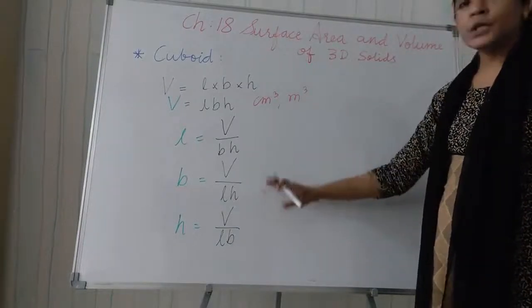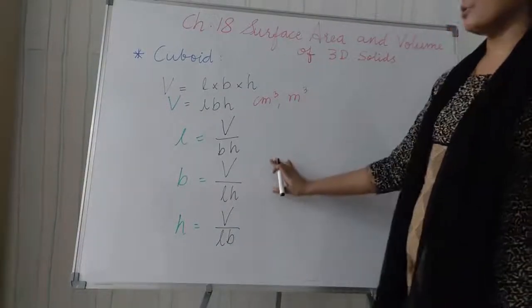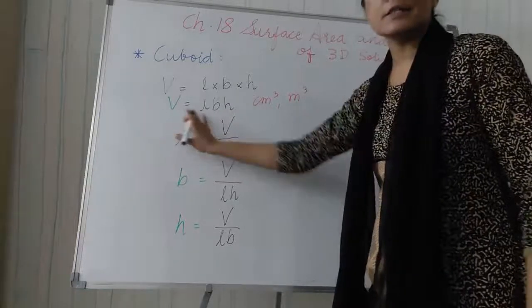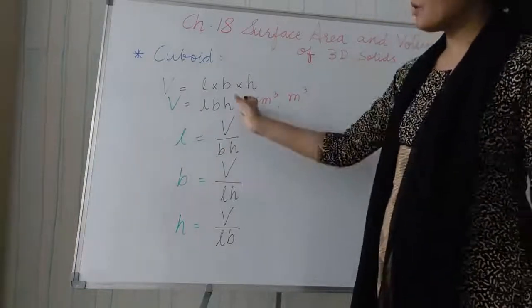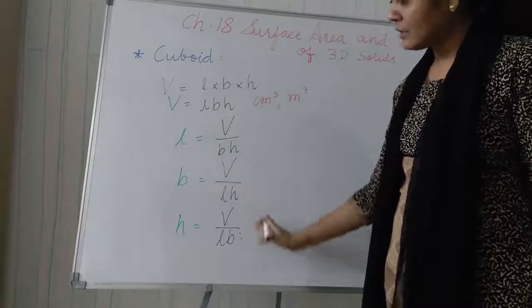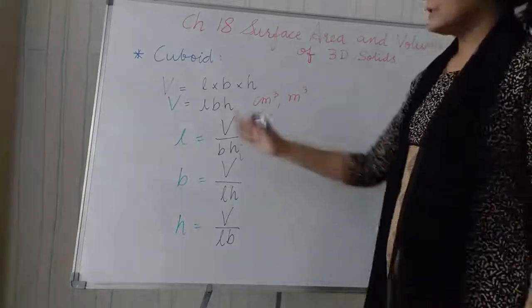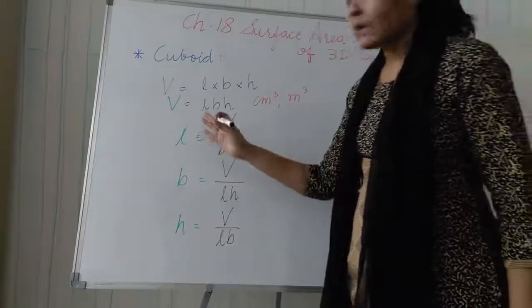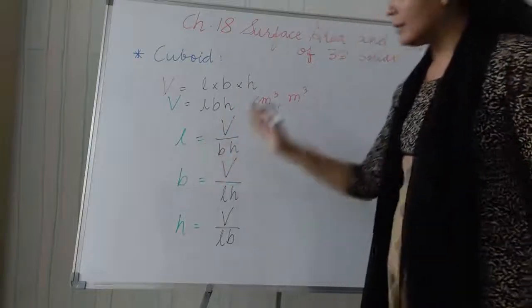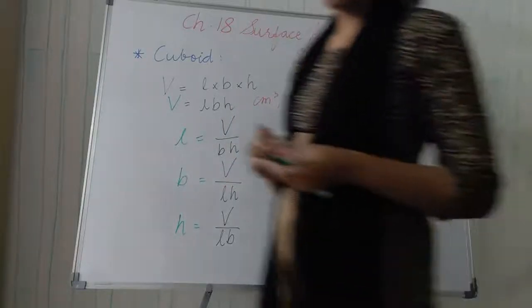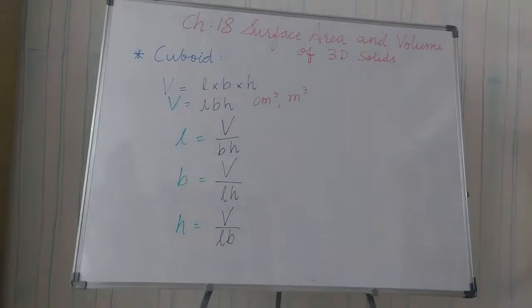So these are the three more formulas. These formulas you need not remember, students. Once you understand this is the volume of cuboid, from there only you can write these three formulas separately when you are asked to find length, breadth and height of the cuboid shape. So I think all of you understand the formulas of volume and surface area of cuboid shape.